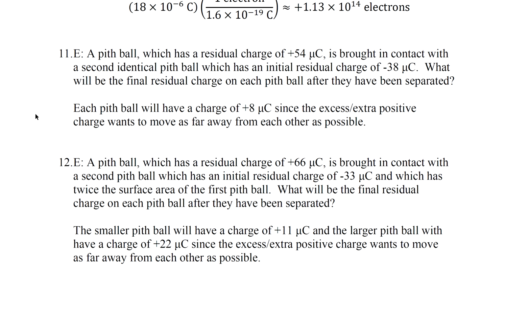So what's 54 minus 38? It's 16. And 16 divided by 2 is 8. So each pith ball will have a charge of 8 microcoulombs, since the excess or extra positive charge wants to move as far away from each other as possible.